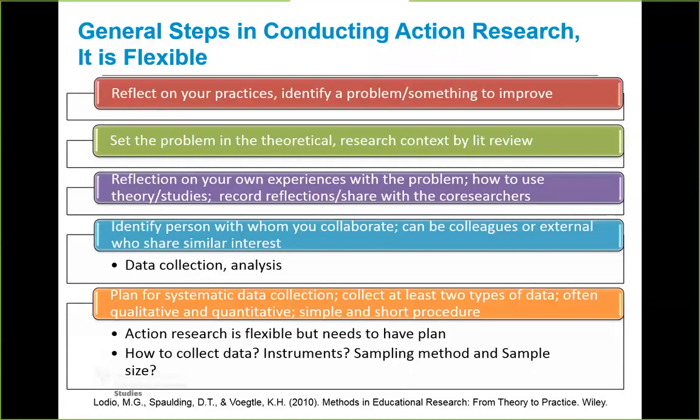So the first thing is reflecting on your own practices. As you reflect on your practices, you would identify a problem or something that you need to improve, some issue, some practices that need to be improved. That's the first step. Then, once you identify your problem, you would need to go through the literature review to identify the connection between your problem and the other research conducted and reported in the literature and the theories.